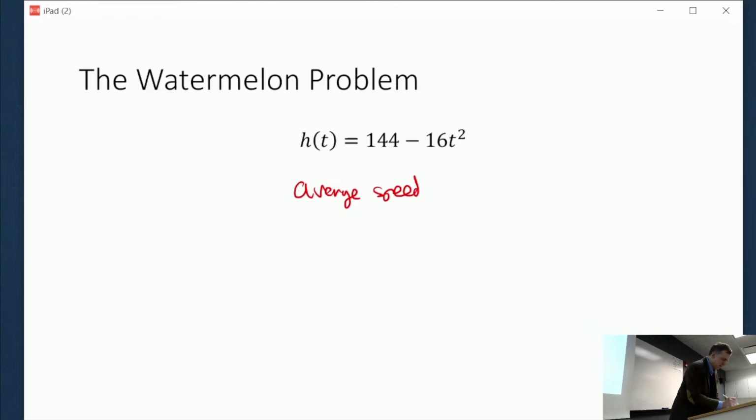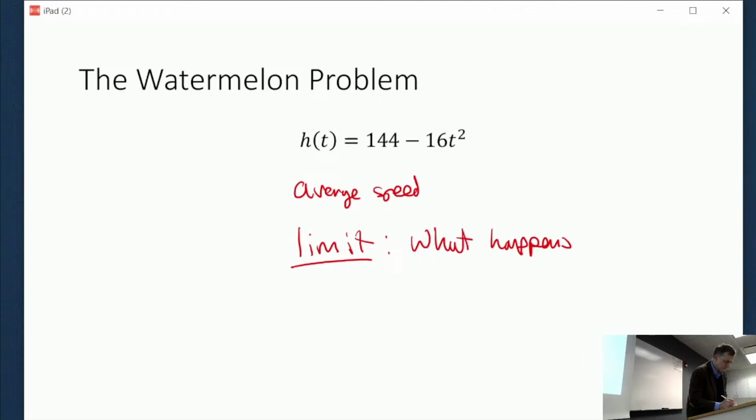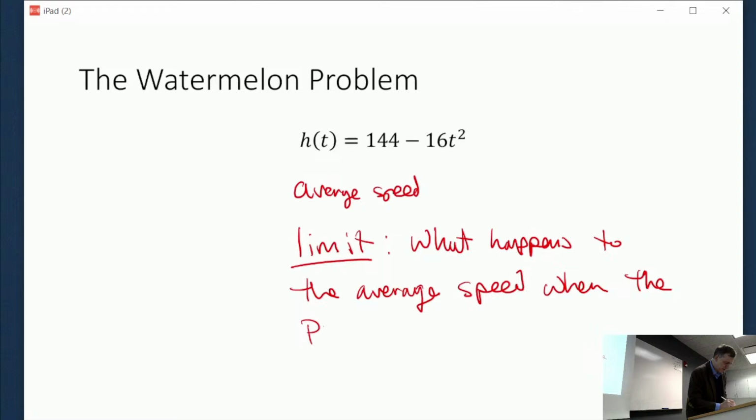And so what we're going to do, in calculus, we'll call this a limit. So a limit is what happens to the average speed when the points get really close together.